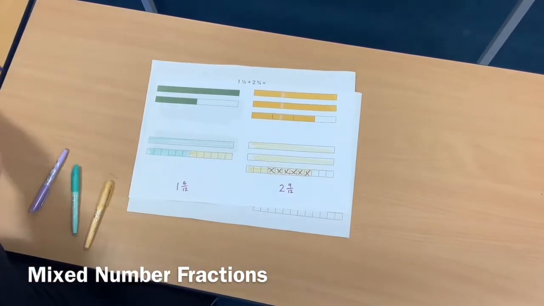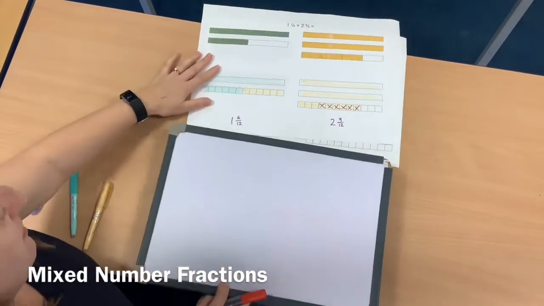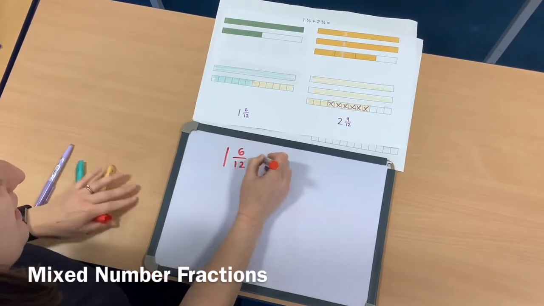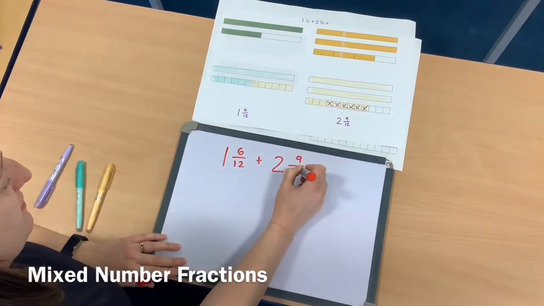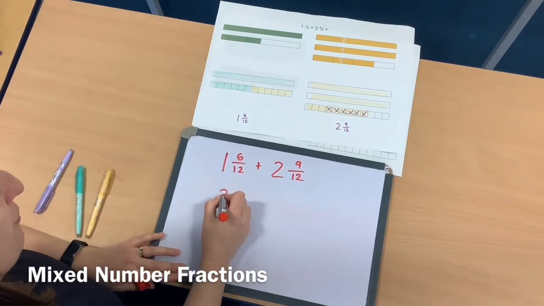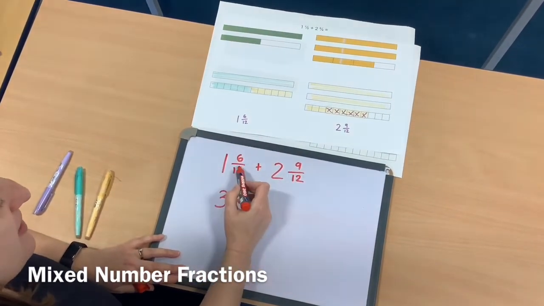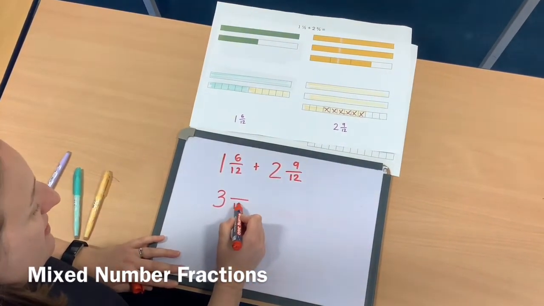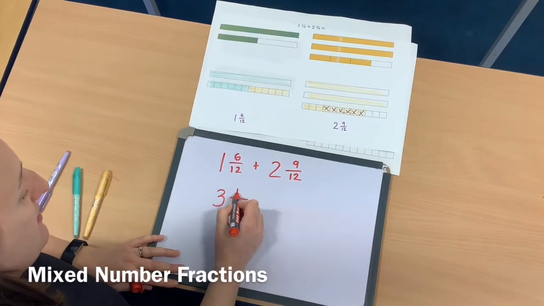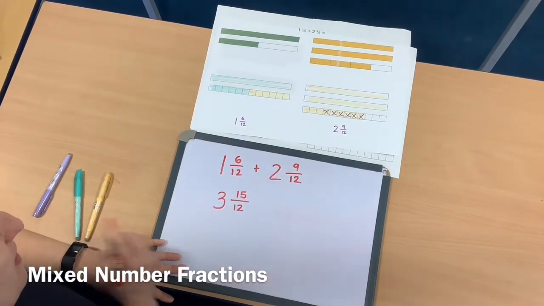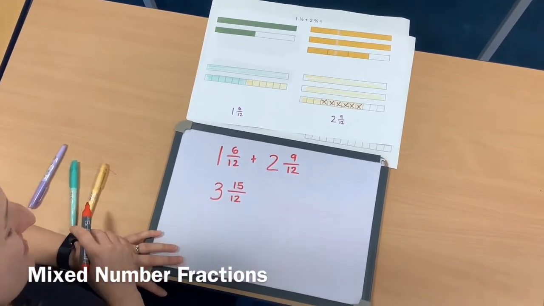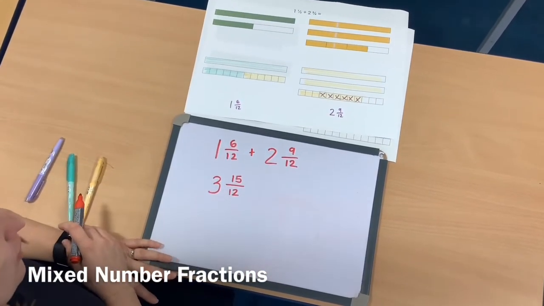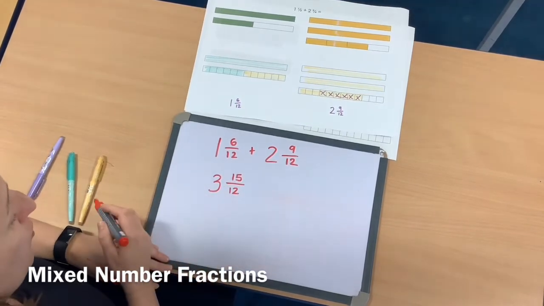So let me show you what that looks like. If I show you on a whiteboard how it looks in the abstract, we've got 1 and 6/12, add 2 and 9/12. Now if we just take it separately, we've got 3 whole numbers, and then we've got 6/12 add 9/12, and I know from yesterday's lesson that my denominator stays the same, and I add together my numerators. That gives me 15/12. Now that's what we call an improper fraction. Some people call it a top-heavy fraction. The numerator is bigger than the denominator. So we know we've got more than a whole one there.